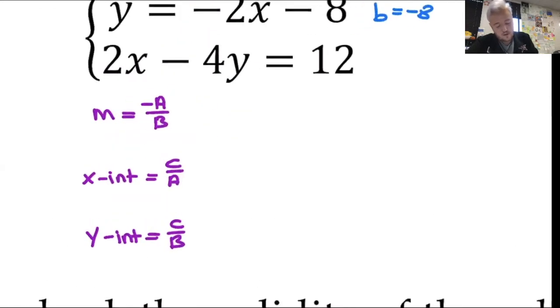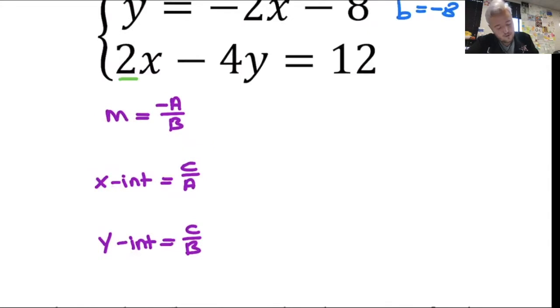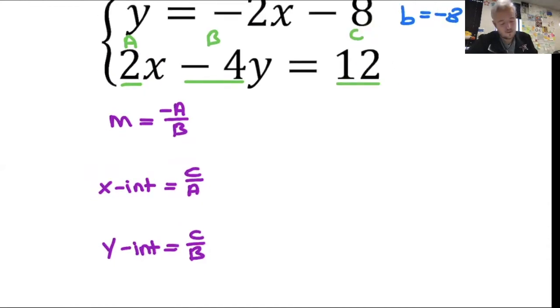So looking at your equation here, your a value is with your x, so our a value is 2. Our b value is with our y value, but since we're subtracting, our b value is a negative 4. And then our c value is over here at the very end, which is 12. All right, so I'm going to take the following values. So my slope, I want the opposite of 2, so negative 2 over my b value, which is negative 4, simplifies to 1/2. So I have a slope of 1/2.